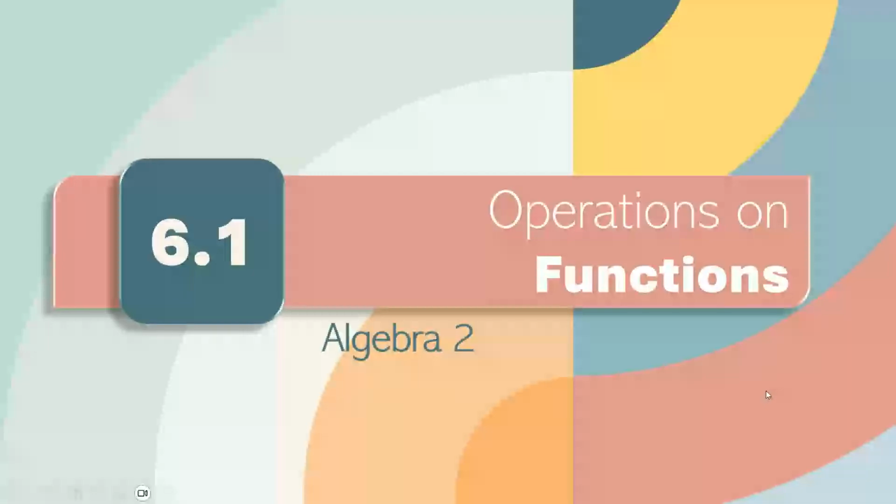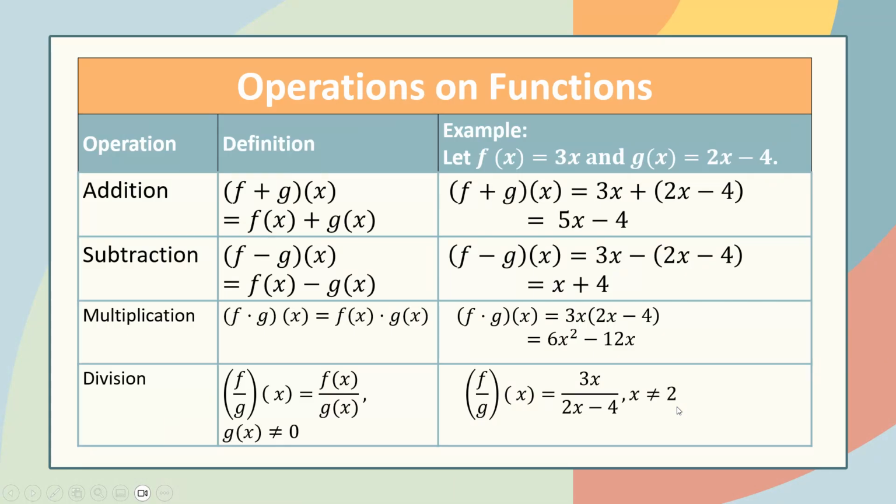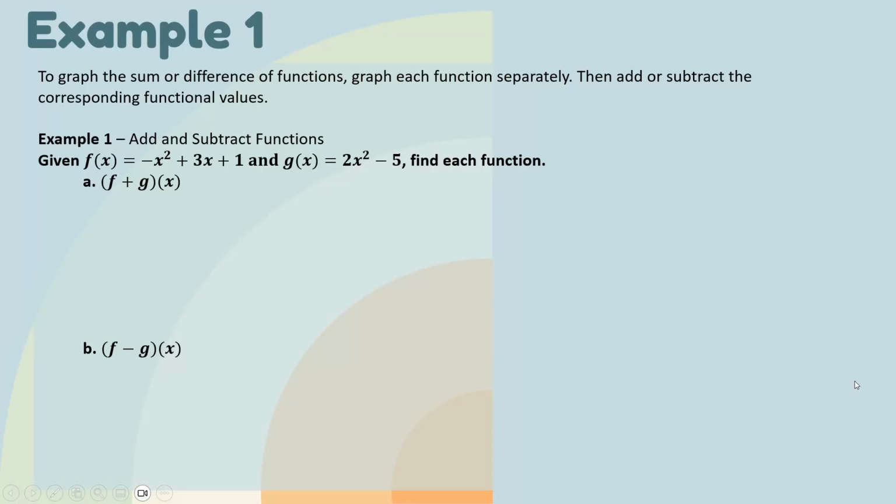We are beginning our chapter on inverse and radical functions. Today we're talking about operations on functions. So we can add, subtract, multiply, and divide functions. With our dividing, the thing to remember is that we cannot divide by 0. So you want to restrict your domain. Any value that would make your denominator 0 is not a part of your domain.